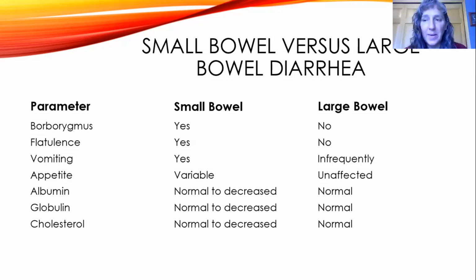From a chemistry panel, there may be indications of which section of the intestines is affected by disease. The three most commonly affected values are albumin, globulin, and cholesterol, which may be decreased with small bowel diarrhea. But these values also may be normal depending on the severity of the disease. For large bowel diarrhea, these values are not affected.